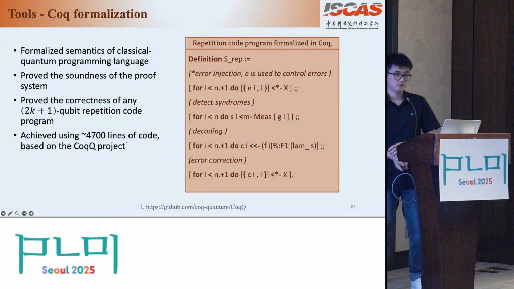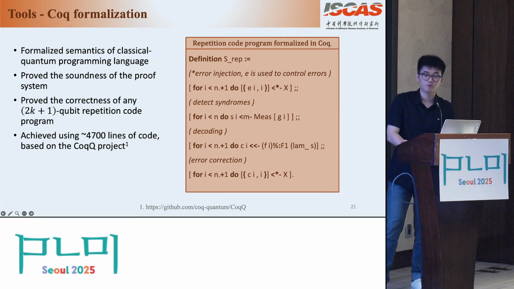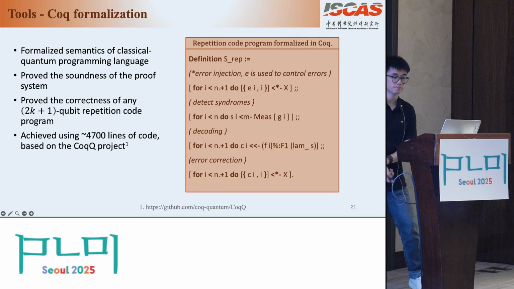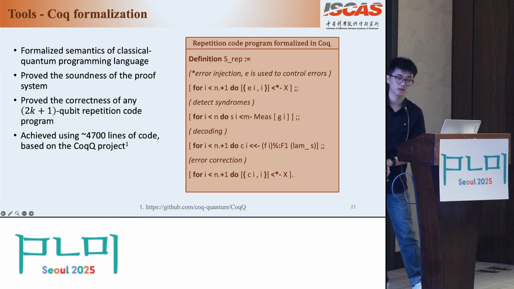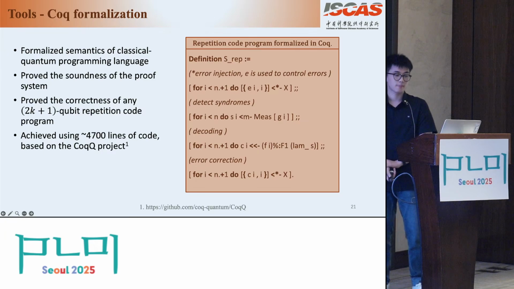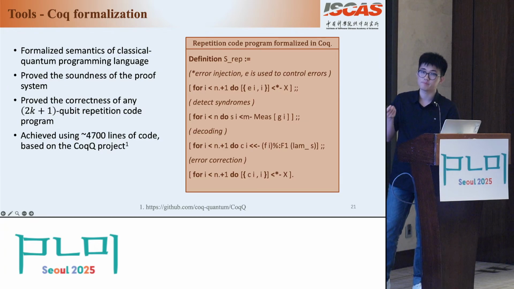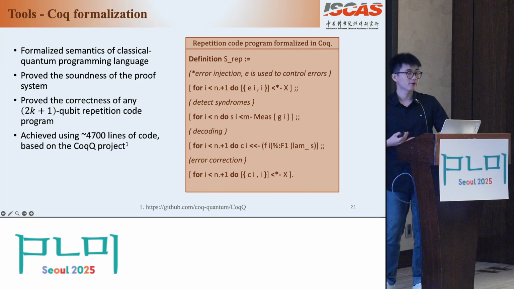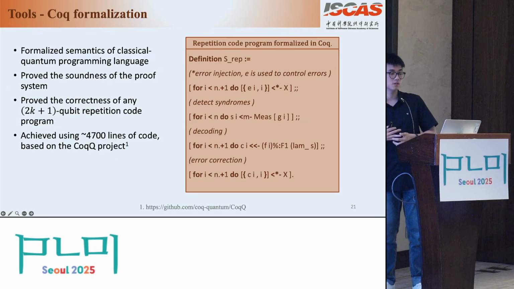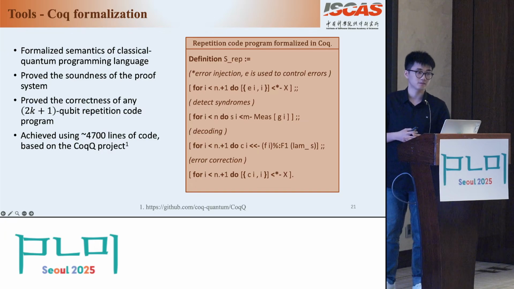In the verified QEC verifier in Coq, we formalize the semantics of the CQ programming language and prove the soundness of the proof system using about 4,700 lines of Coq code based on CoqQ. We apply this verifier to prove the correctness of a parameterized repetition code program, where the number of qubits and the code distance are parameterized as 2k plus 1 for any positive integer k.